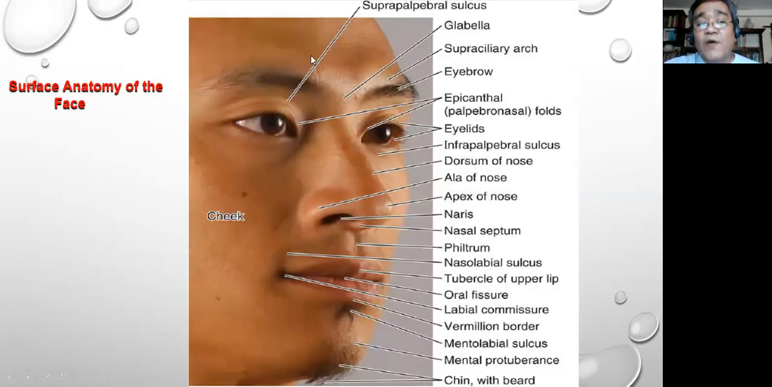Okay, going now to the face, just like the head, there are also anatomic landmarks of the face that allow for proper description and localization of injuries and pathologies. We will not describe these landmarks anymore because the photo here says a thousand words. So just be familiar with these landmarks.